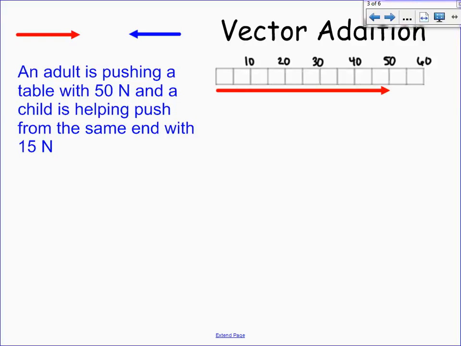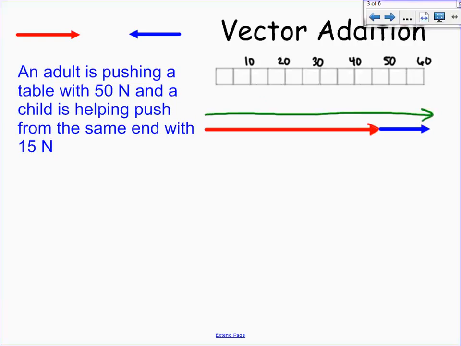Now the child is also pushing in the same direction, but pushing with 15 newtons. So notice my direction needs to face the same way, and I'm going to go ahead and make it go to 15 newtons. The final thing is I would want to do vector addition. Since they're both going in the same direction, they're going to help each other. Anytime you do vector addition, you want to do tip to tail. So what that means is I'm going to take my first vector, and the tip of it, which is right here where the arrow is, is going to be lined up with the tail of the other vector. So just like this. So the resultant vector then would be drawn just like this, and so the total vector for that would be 65 newtons.